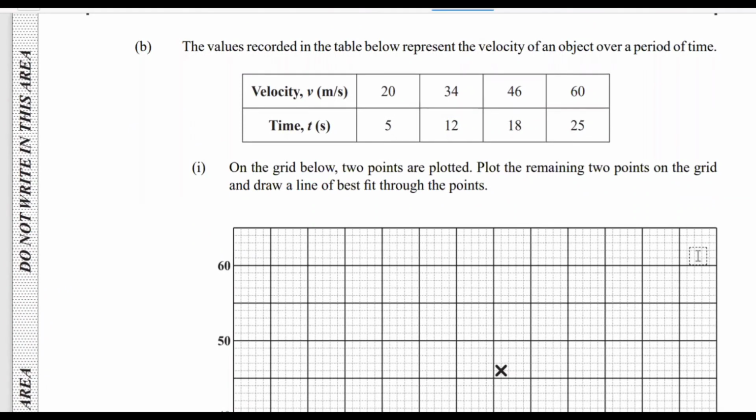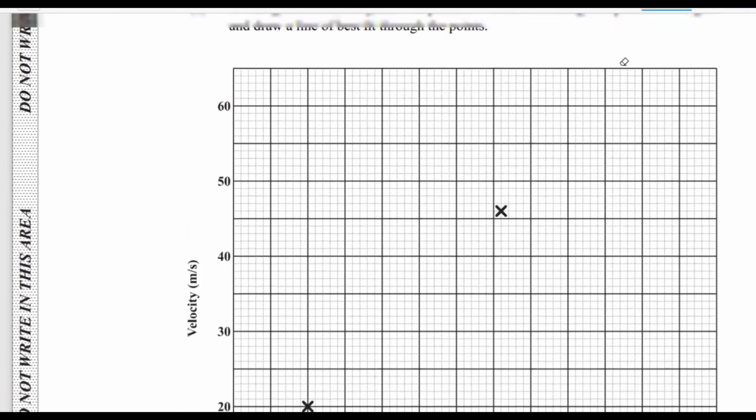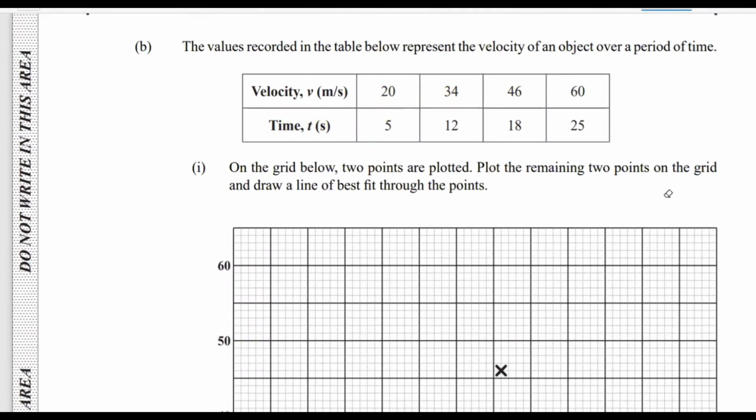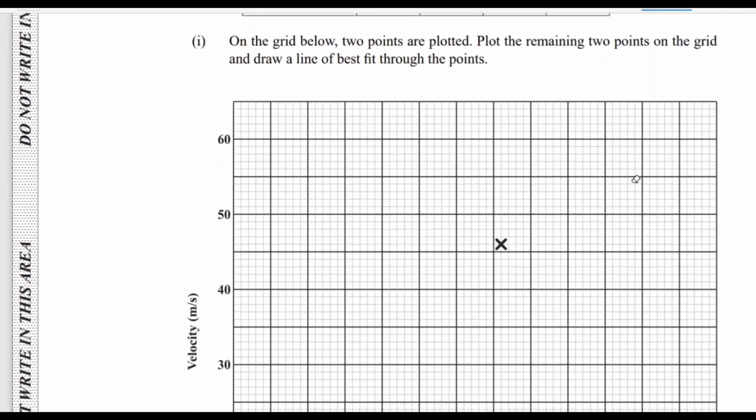It says the values recorded in the table below represent the velocity of an object over a period of time. So we're seeing velocity at 20 with time 5, and then velocity was 34, time was 12, velocity was 46, time was 18, velocity was 60, time was 25. So on the grid below, 2 points are plotted. So they plot 2 points already for us. Plot the remaining 2 points on the grid and draw the line of best fit.